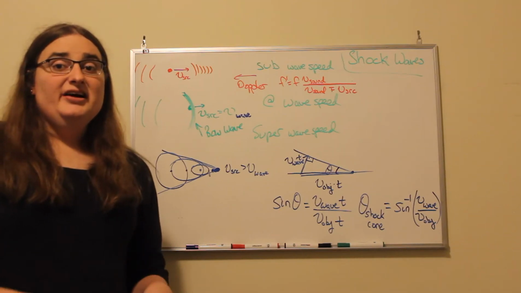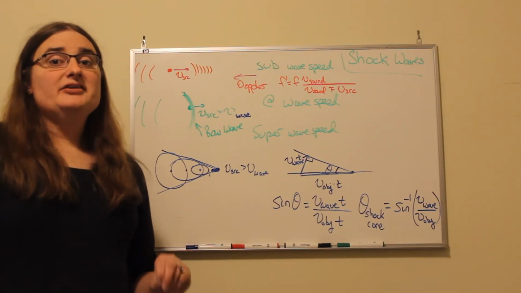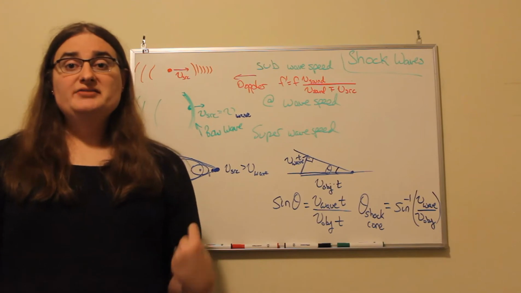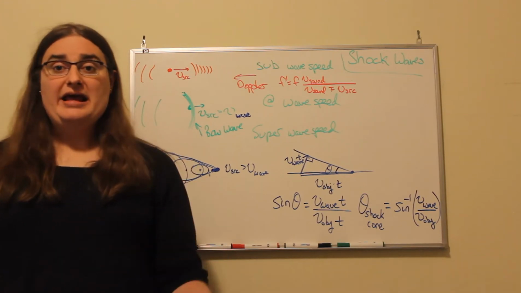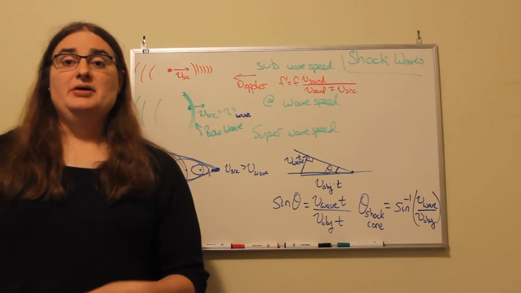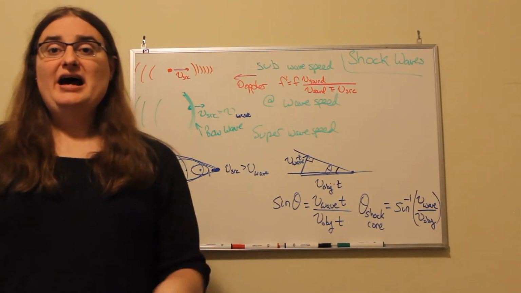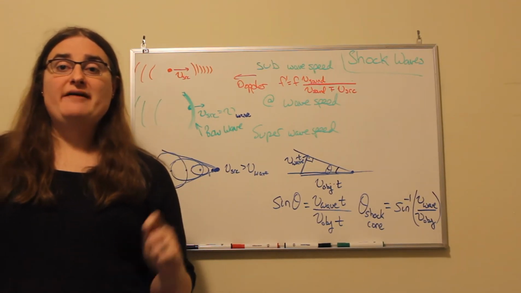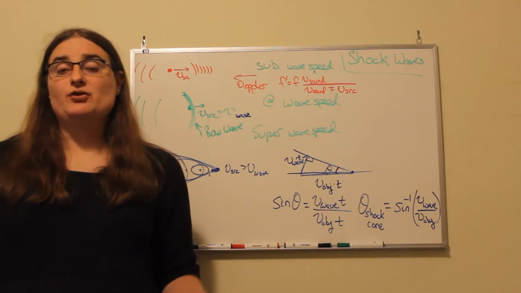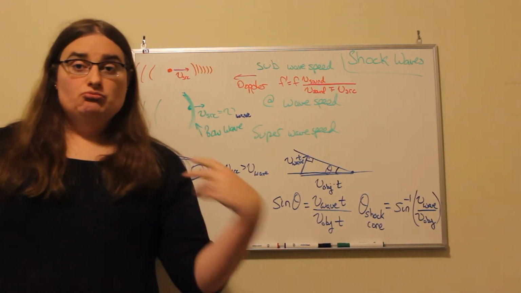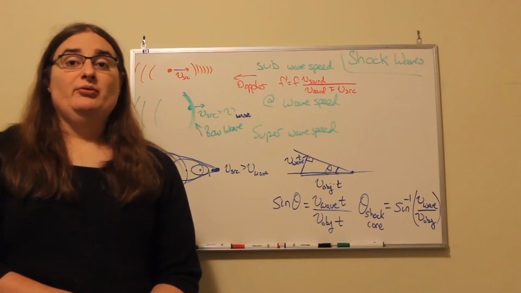Hi, I'd like to talk about shock waves. Shock waves are waves that can be produced in any sort of wave system. The key to having shock waves is an object has to be able to travel faster than the speed of the wave energy in whatever system we're dealing with.